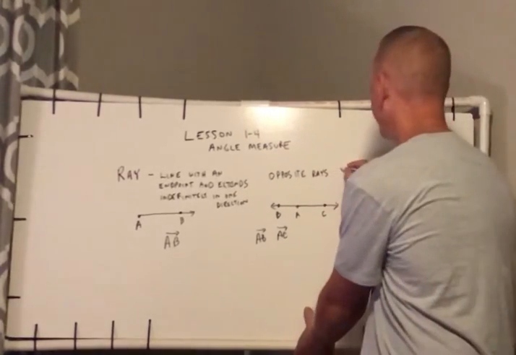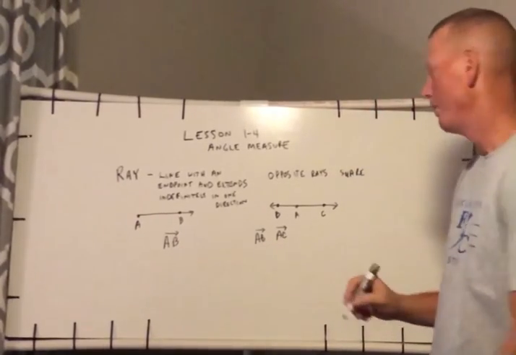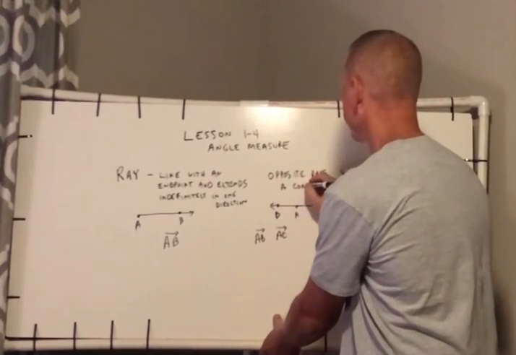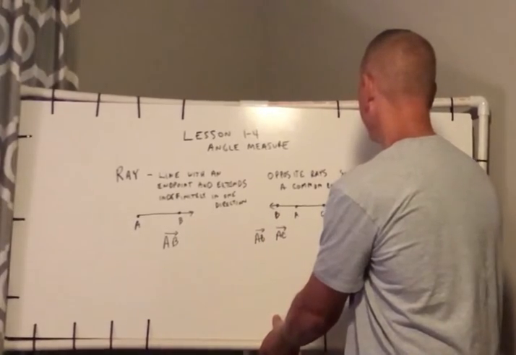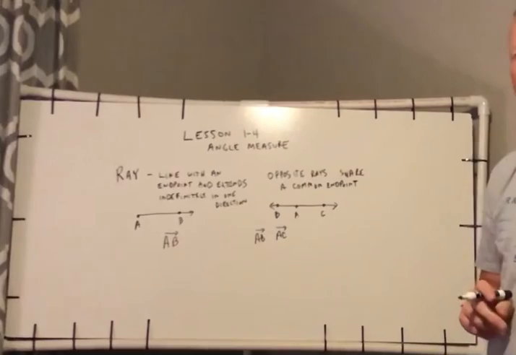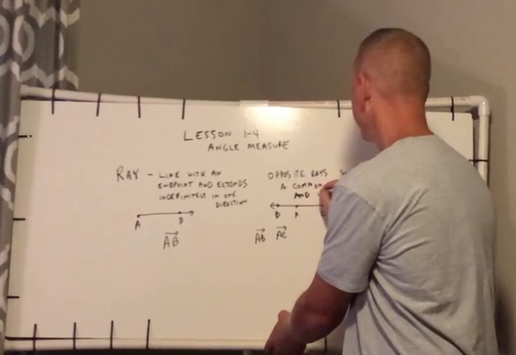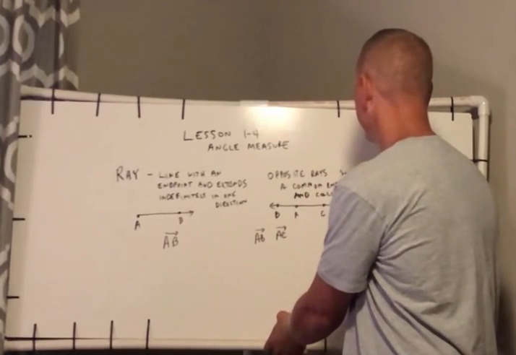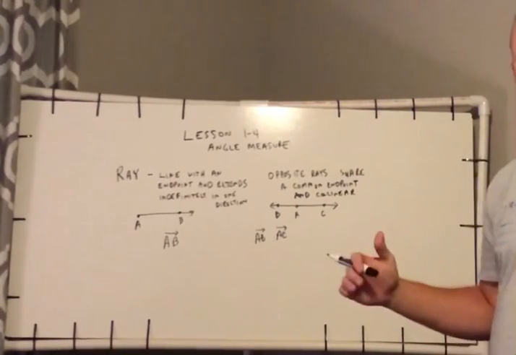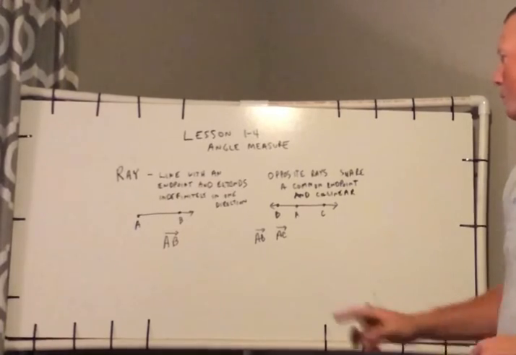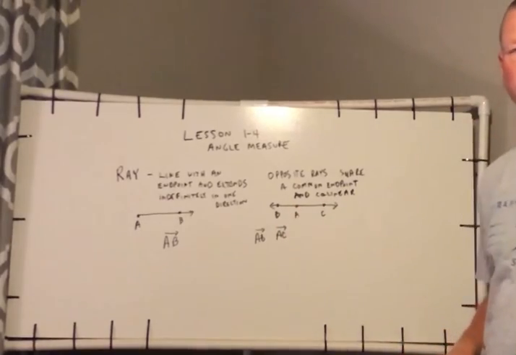So again, if we're just defining that, they share a common endpoint. And they're collinear. Remember what we said collinear means? Collinear means that they make a straight line. So again, notice endpoint going that way and going the other way.